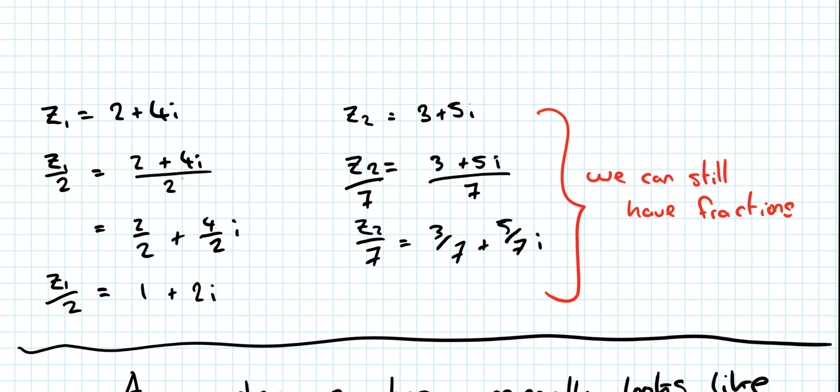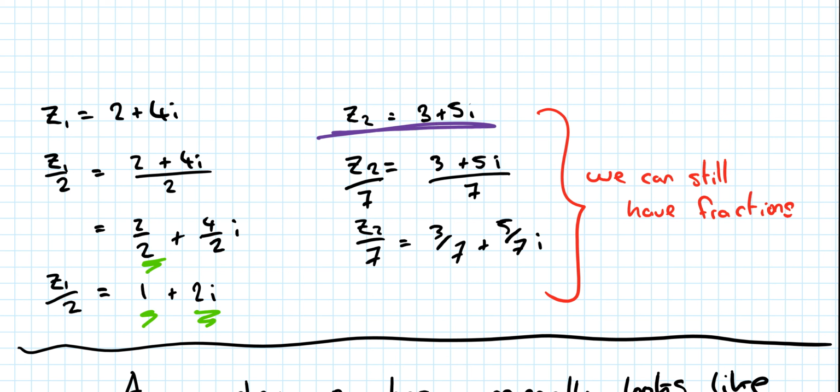And dividing by a real number is really easy. I just do the real part divided by the bottom line and the imaginary part divided by the bottom line. So 2 divided by 2 is 1 and 4 divided by 2 is 2. Now, we don't worry if fractions come out.